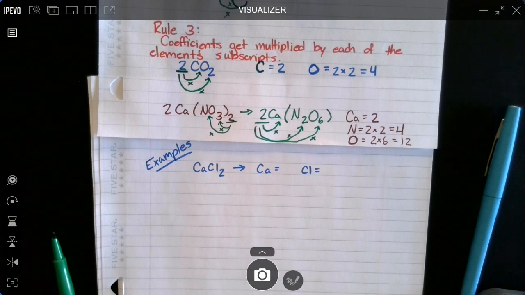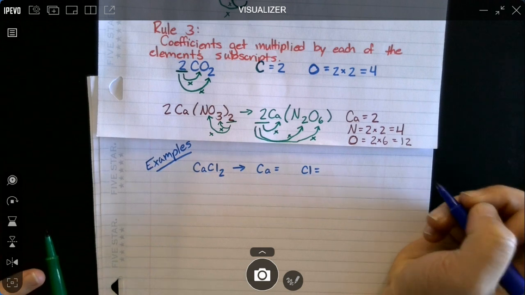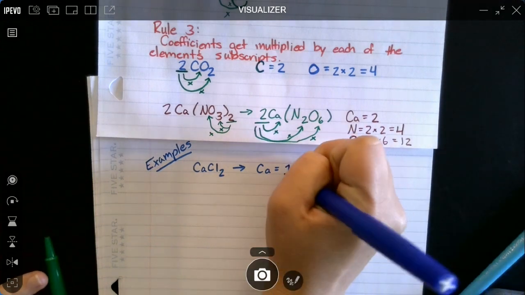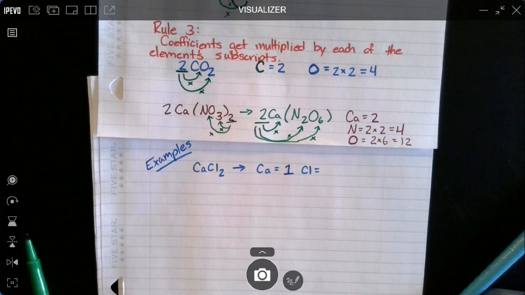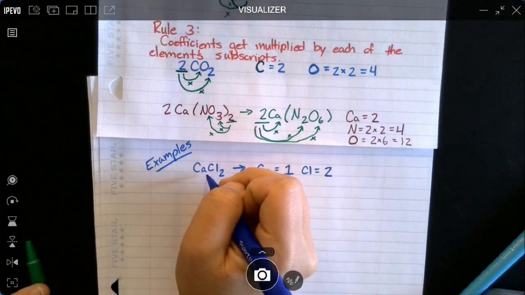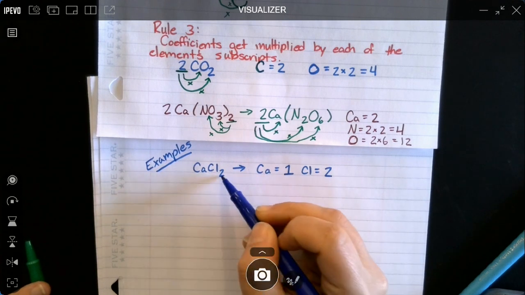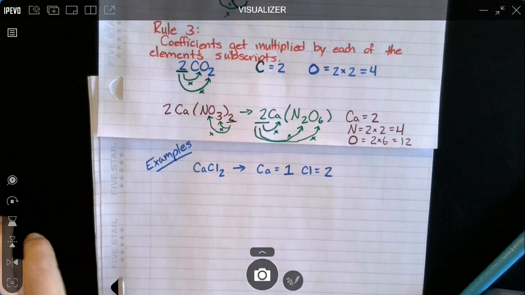Cadence, how many Ca's do I have? Nope. 1. Okay. Peyton, how many Cl's do I have? 2. I have 2. So again, remember, if there is nothing there, it's a 1. So 1 times 1 gives me 1 Ca. 1 times 2 gives me 2 Cl's. Okay, let's try another one.